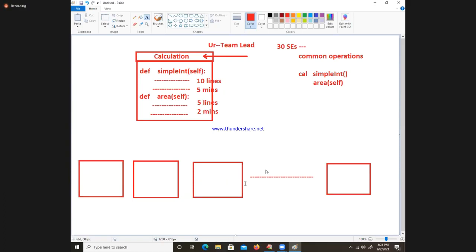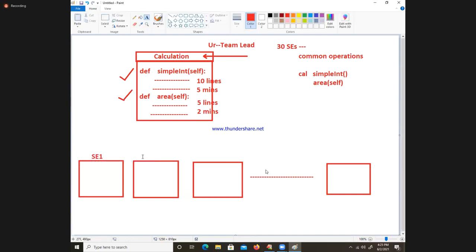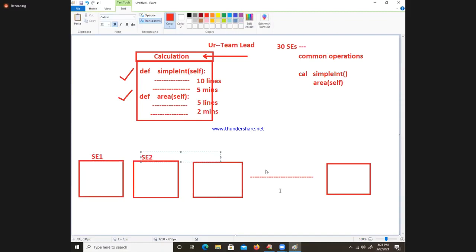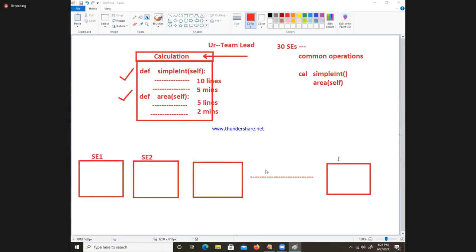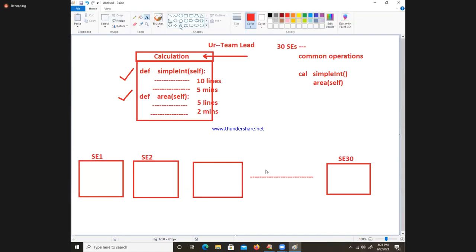Inherit. We would like to. Already these things are defined. These defined things, I don't want to ask SE1 and SE2 to define again and again. I will ask them to do what? Inherit. I will ask them to obtain these things as they are, without defining.